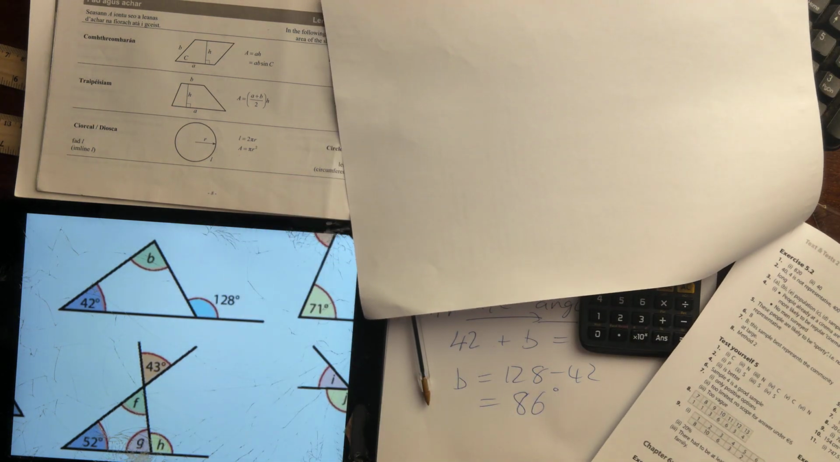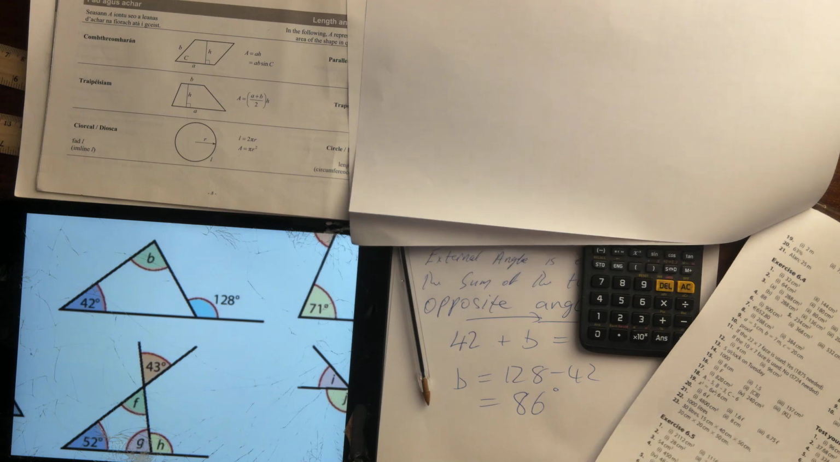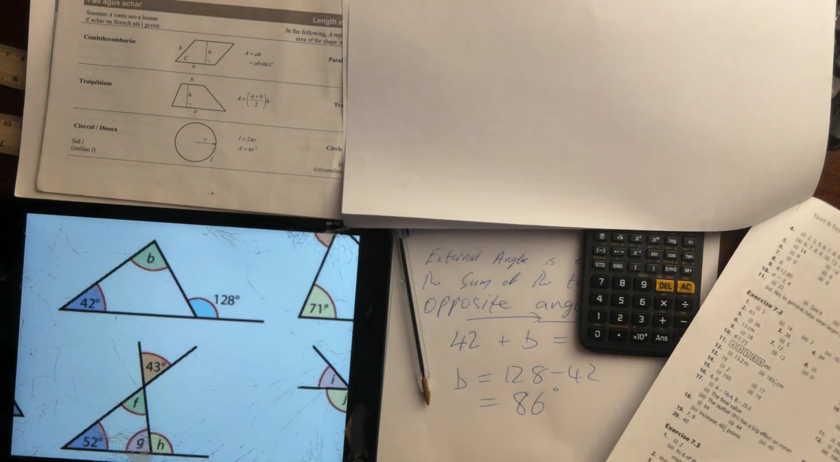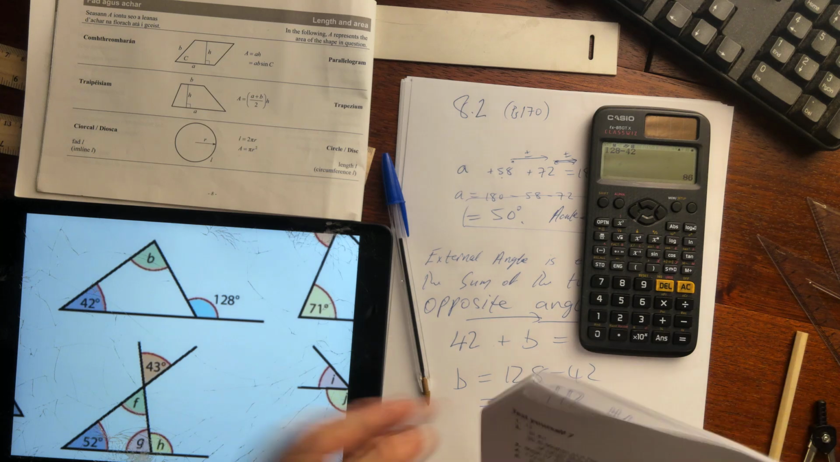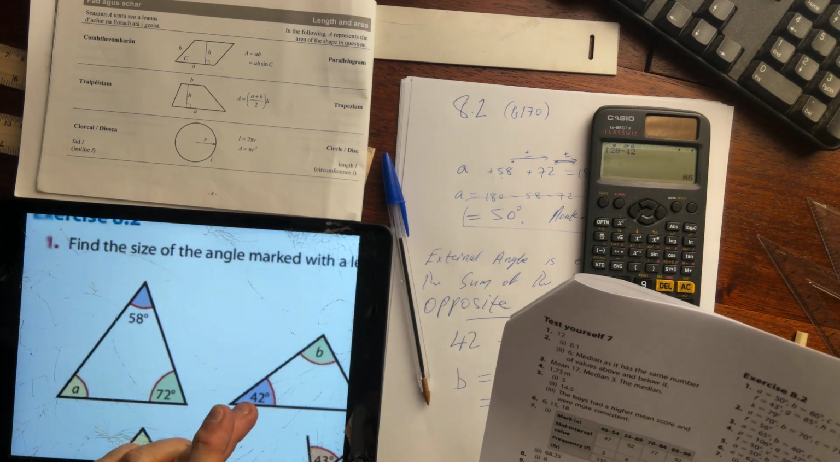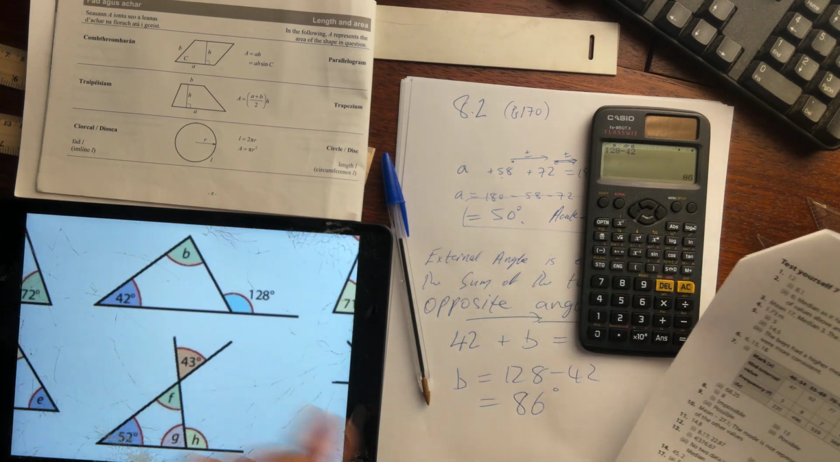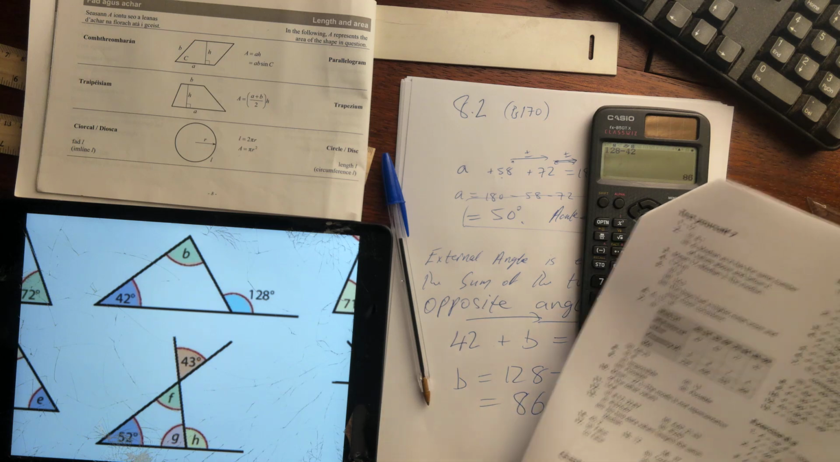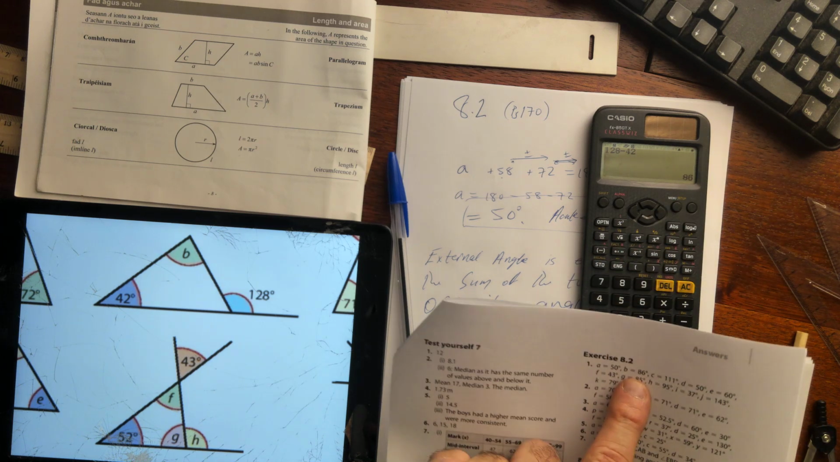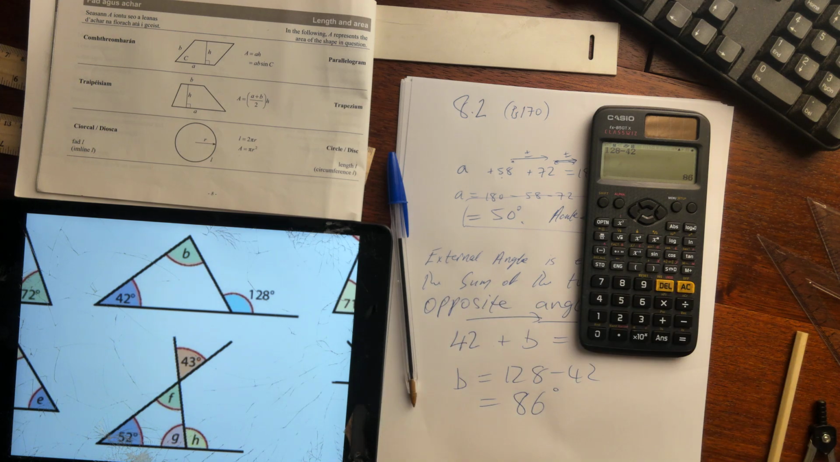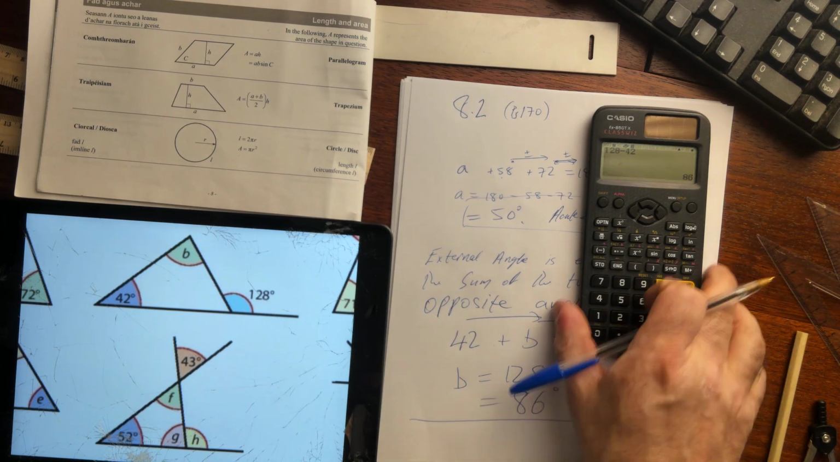And let's start looking at the solutions they had in case we need to tell them to correct it. 8.2, question 2, we got b equals 86. Brilliant.